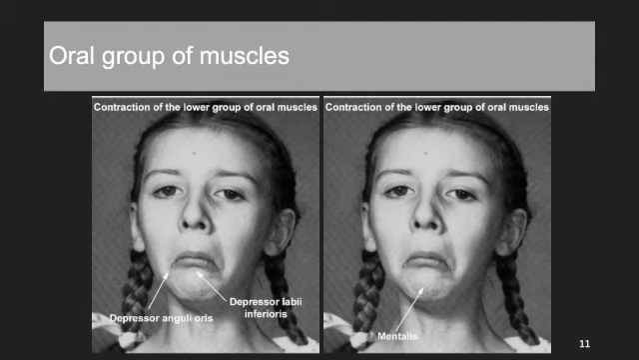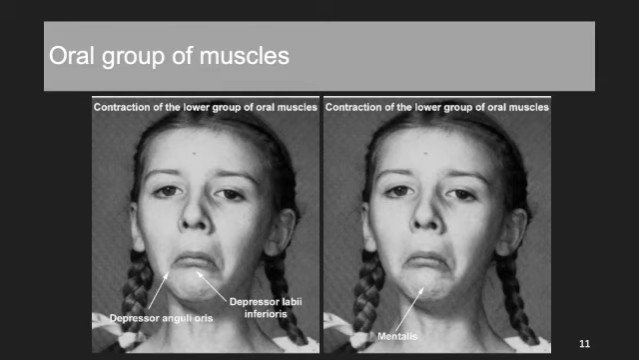When we look at the oral group of muscles, we have a couple different ones here. Like I said, and you can see this from the previous slide, these are the muscles that we're going to use when we frown. Okay, so depressor anguli oris, you can see that labeled. You can see depressor labii inferioris labeled, and you can see mentalis labeled.